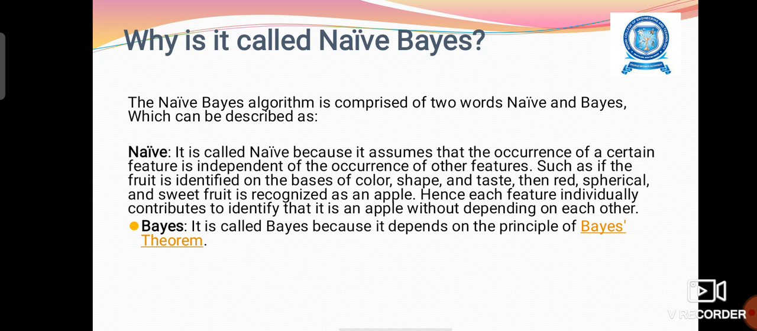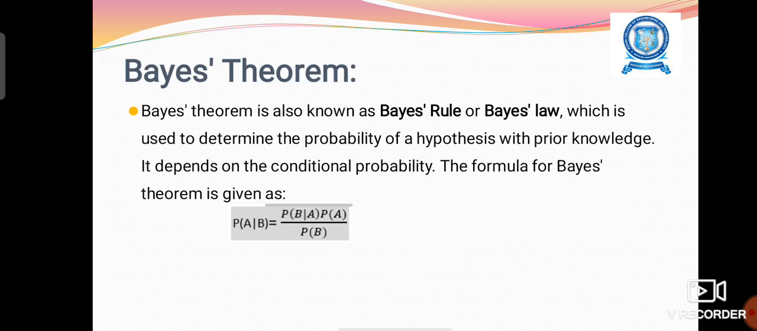Bayes. It is called Bayes because it depends on the principles of Bayes theorem. Bayes theorem is actually one formula, Bayes rule. The formula includes the conditional probability of events. It is used to determine the probability of a hypothesis with prior knowledge. It depends upon conditional probability. That is, if A and B are two events, the probability of A given B can be calculated from the probability of B given A times P of A, divided by P of B. This formula is called Bayes rule.